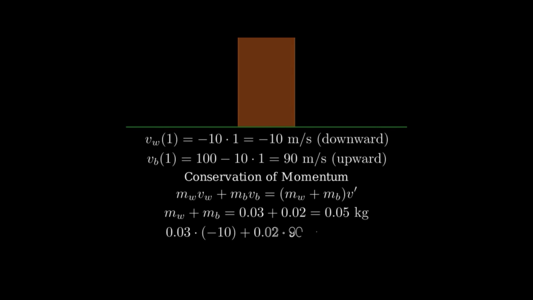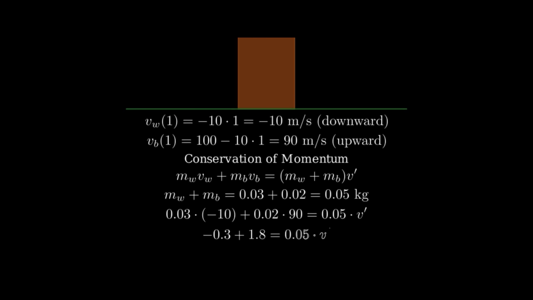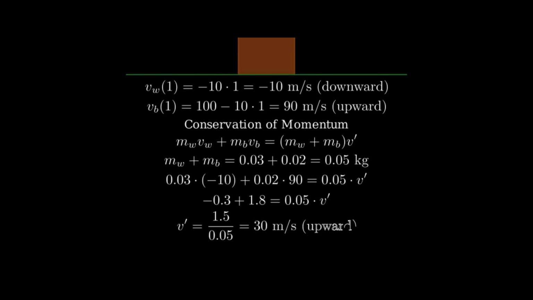Now let's plug in all the values. 0.03 times negative 10 plus 0.02 times 90 equals 0.05 times v prime. Simplifying, negative 0.3 plus 1.8 equals 0.05 times v prime. So, v prime equals 1.5 divided by 0.05, which gives us 30 meters per second upward. So, immediately after the collision, the combined system is moving upward at 30 meters per second.